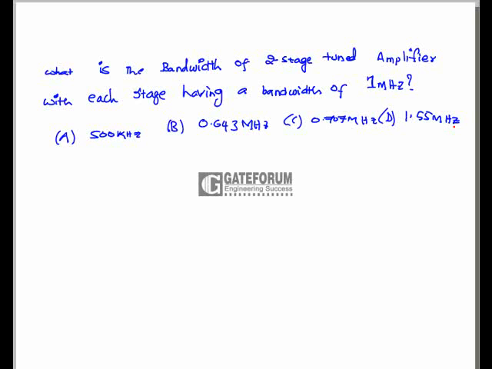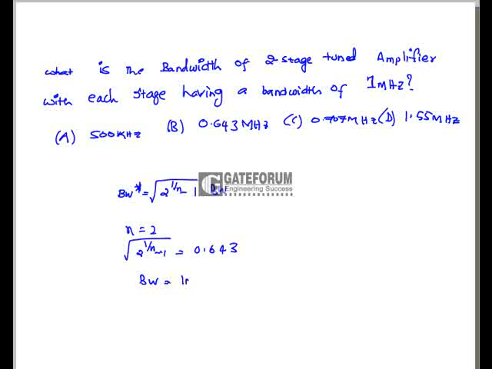The bandwidth of a two-stage tuned amplifier, with each stage having a bandwidth of 1 MHz. If we are cascading two stages, the gain is going to increase. We know that for an amplifier configuration, the gain bandwidth product is constant, so the bandwidth is going to decrease. The new bandwidth is equal to the square root of (2 power 1/n minus 1) into the bandwidth of each stage, where n is equal to 2. So this is equal to 0.643. When the bandwidth of each stage is 1 MHz, the new bandwidth is 0.643 MHz. That is, option B is correct.